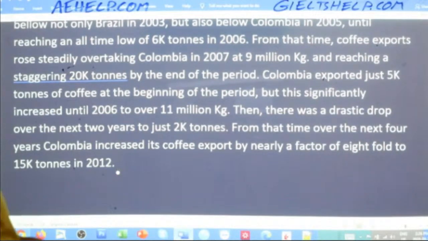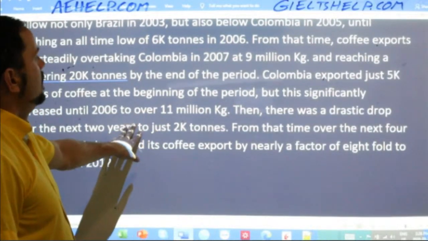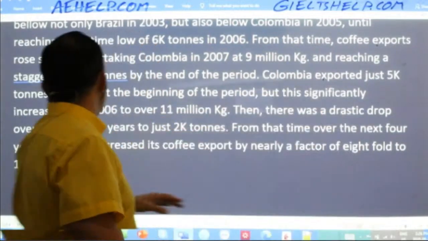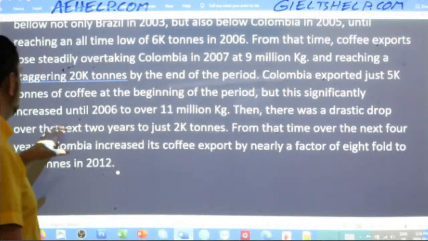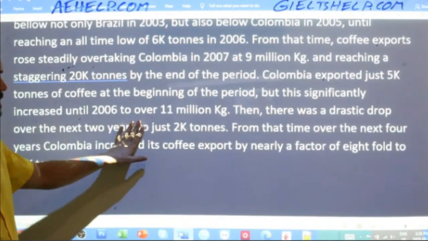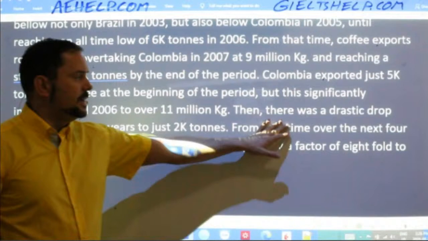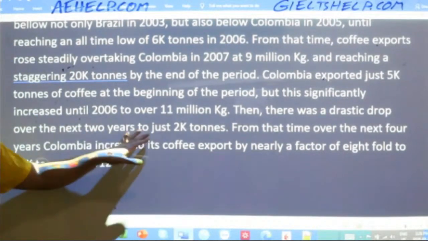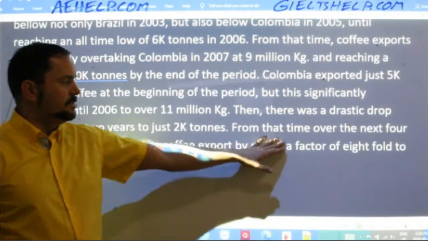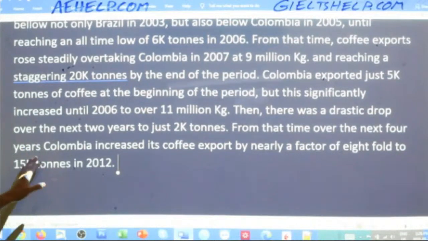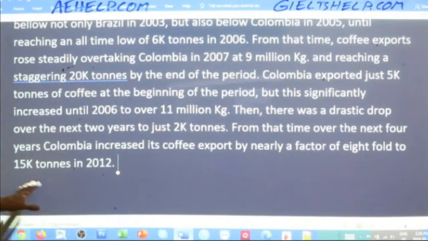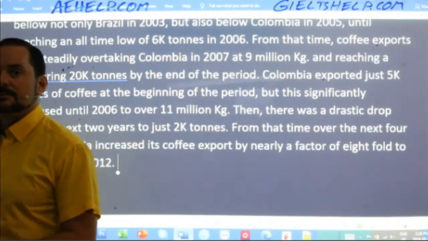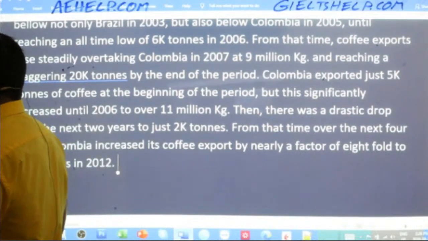So here it is one more time. Colombia exported just 5,000 tons of coffee at the beginning of the period, but this significantly increased until 2006 to over 11 million. Then there was a drastic drop over the next 2 years to just 2,000 tons. From that time, over the next 4 years, Colombia increased its coffee export by nearly a factor of 8-fold to 15,000 tons in 2012. Okay, all right.